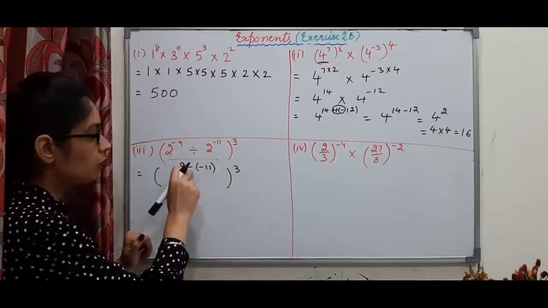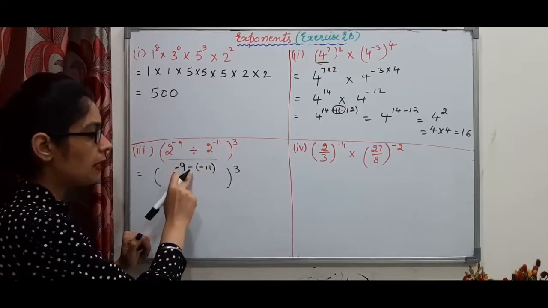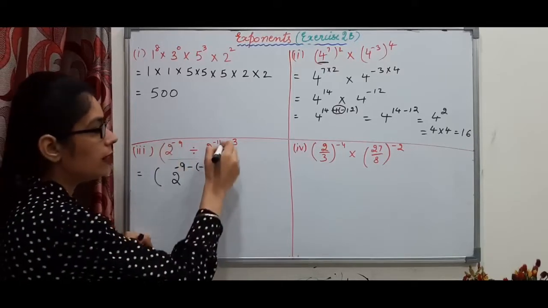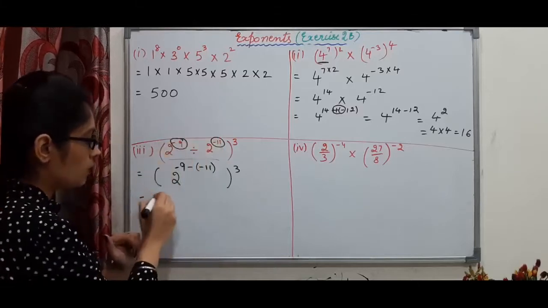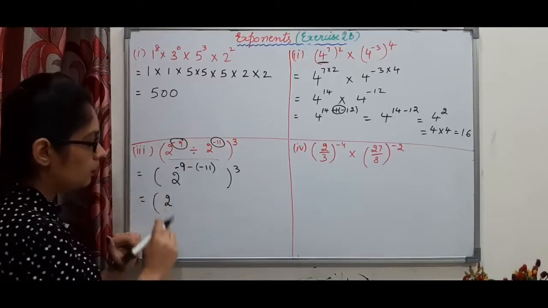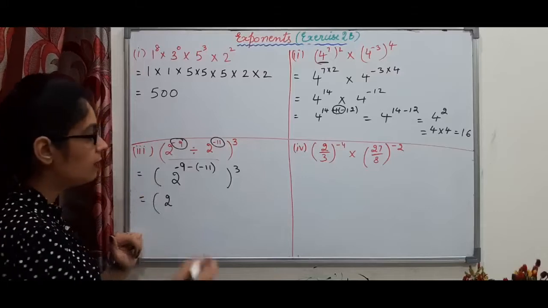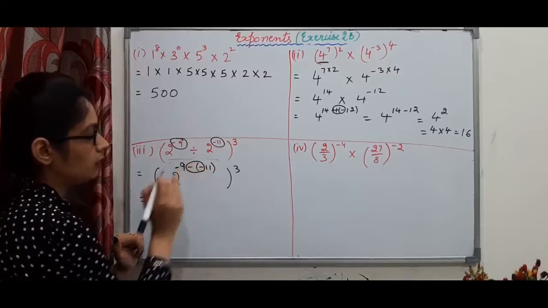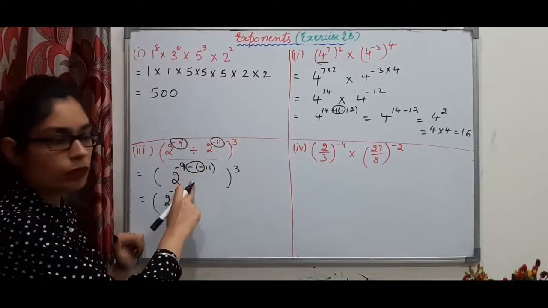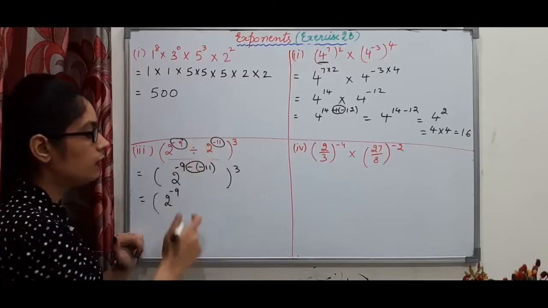No, we have to do subtraction. So minus 9 minus 11. Write the power as it is along with their signs. So 2 base one single time only we write. So minus 9. Now 2 signs are together. We are doing the subtraction of powers along with this minus sign, 2 signs.